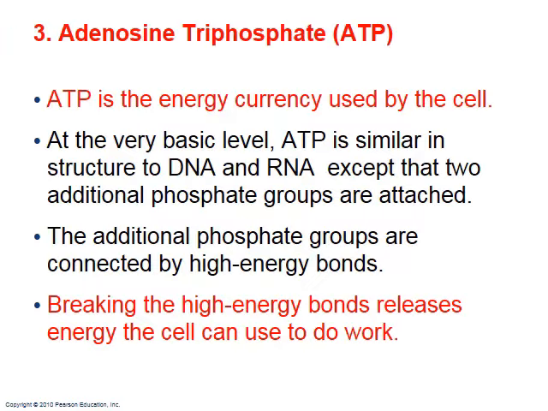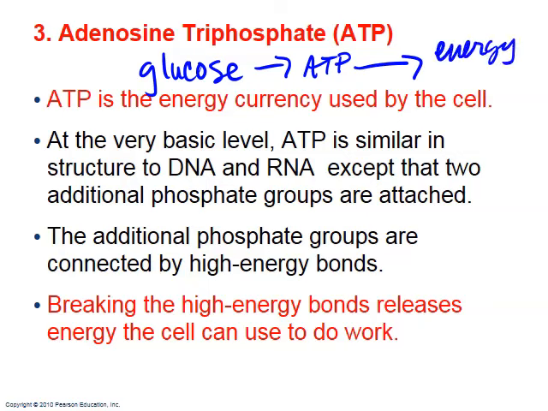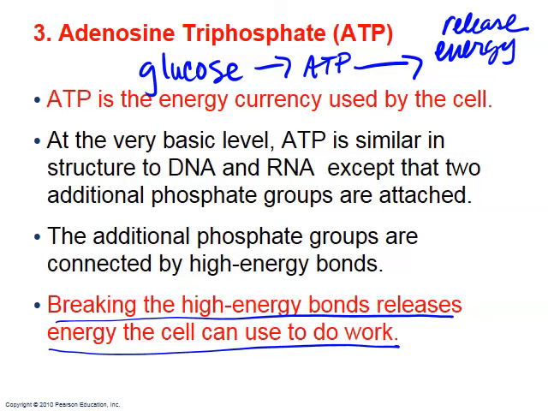Adenosine triphosphate is the third type. Adenosine triphosphate is a nucleic acid, but it's also what we call an energy storage, right? ATP is the energy currency used by the cell. So basically, we take glucose, we break the bonds, we store energy in ATP, and then ATP can go other places within the body and release the energy. So at the very basic level, it's very similar structure-wise to RNA and DNA. The breaking of high energy bonds releases energy that the cell can use to do work.